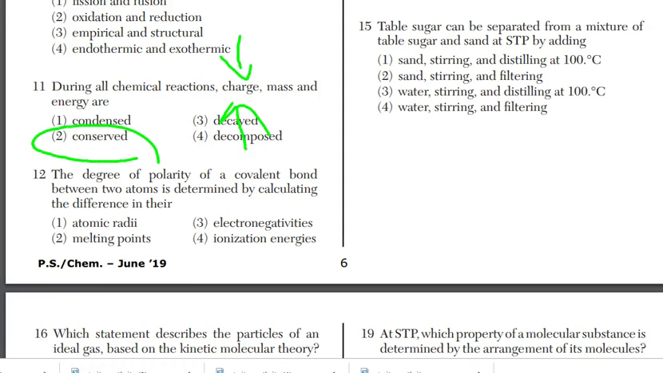Let's go to 12. The degree of polarity of a covalent bond between 2 atoms is determined by calculating the difference in electronegativities. So electronegativity or electronegativities, that word is always going to show up at least once, maybe twice on a Regents exam, right? It's the atom's ability to pull an electron towards itself in a chemical bond. Make sure you know it. So as far as determining whether I have ionic bonds, polar covalent bonds, or non-polar covalent bonds, we're looking at differences in electronegativity. All right, let's move up to question 13.